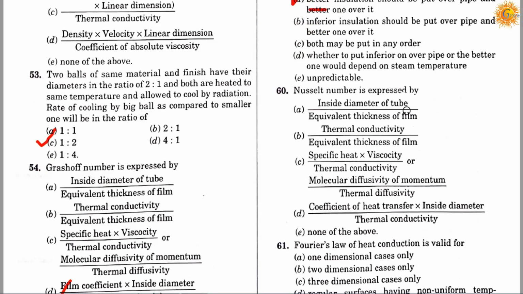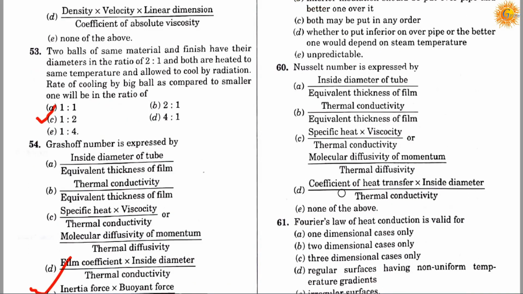inside diameter of tube divided by equivalent thickness of film. Option B is thermal conductivity divided by equivalent thickness of film. Option C is specific heat into viscosity divided by thermal conductivity, or molecular diffusivity of momentum divided by thermal diffusivity. Option D is coefficient of heat transfer into inside diameter divided by thermal conductivity. Option E is none of the above. Correct answer is D. Nusselt number is expressed by coefficient of heat transfer into inside diameter divided by thermal conductivity.